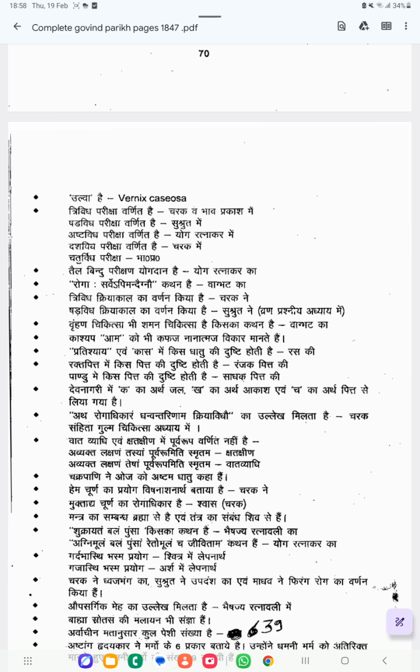Then the next line is not much important. Then, Atha roga adhikaram dhanvantarinam kriyavido. This quotation is mentioned in Charaka Samhita, Gulma Chikitsa. In Gulma Chikitsa you will get this quotation. It means that this condition, Gulma, has to be treated by those who are well versed in Ayurveda.